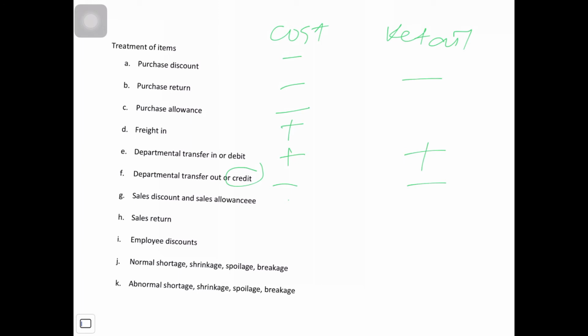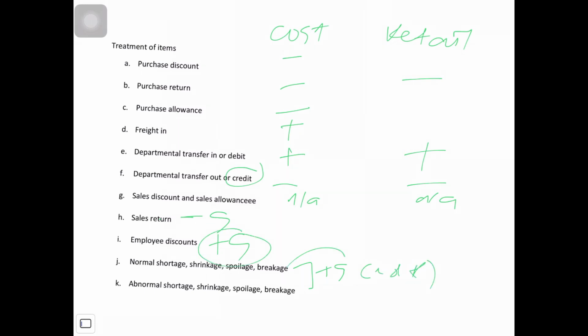Sales discount and allowances are not applicable, disregarded. Sales return is deducted from sales. Employee discount is added to sales. This one is added to sales, cost and retail.